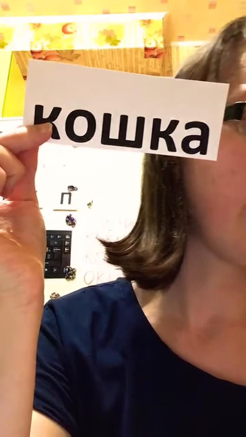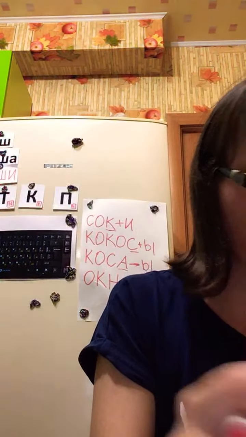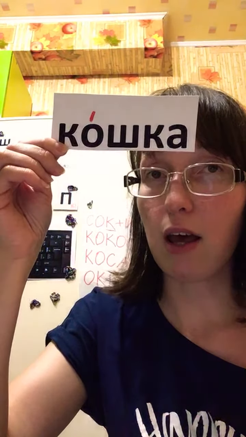So I told you about the word cat. Masculine, кот. A male cat, кот. A feminine noun, a female cat. The stressed vowel is O. Try to read it by yourselves first. 1, 2, 3. Кошка, кошка. Кот is a male, кошка is a female.